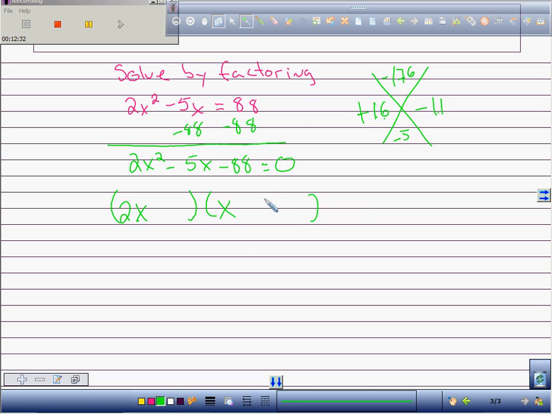Yes, sir. It should be negative 16 and plus 11. You're right. Thank you, Alec. He said it should be negative 16 and plus 11, and he's exactly right.